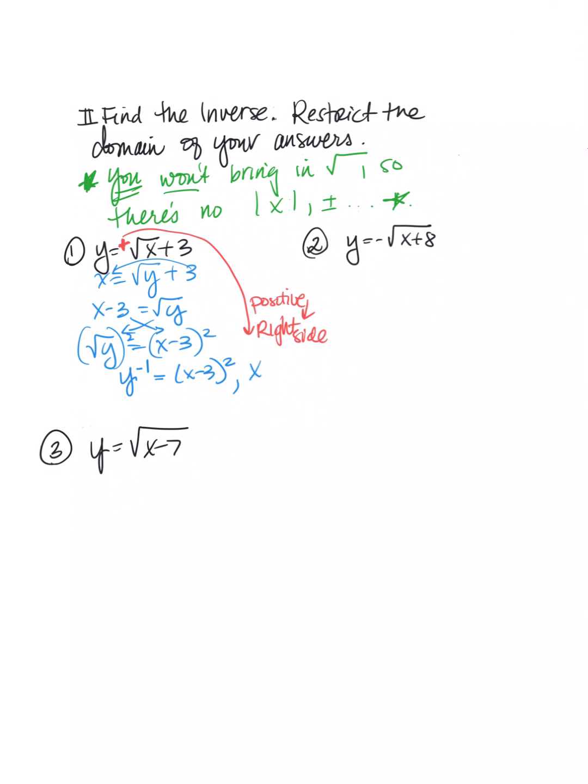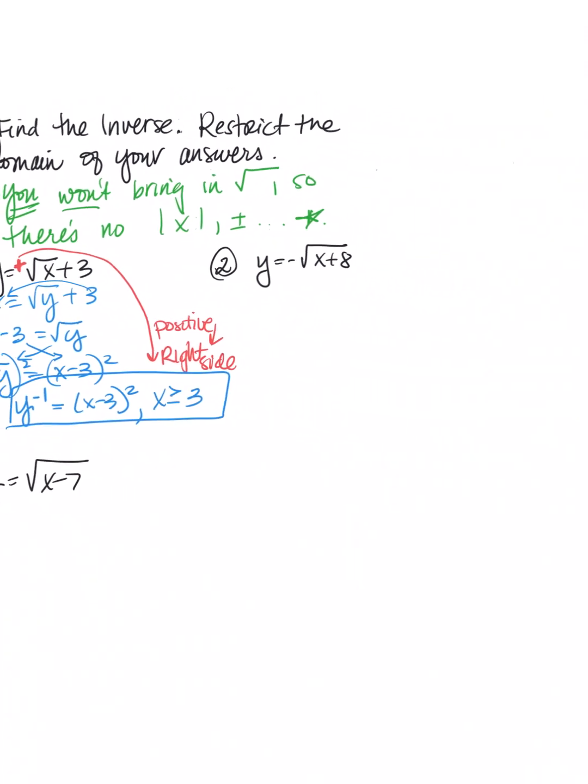So I'm going to say x is pointing right, greater than or equal to, and then what is the h value of this quadratic? Well, it's a 3, right? It's a 3. So there's my answer. That's what it's going to look like. Let's look at number 2.